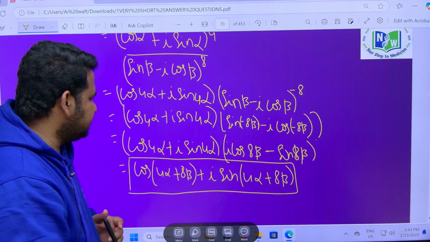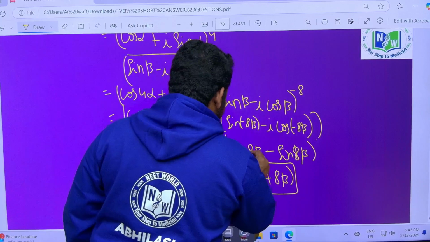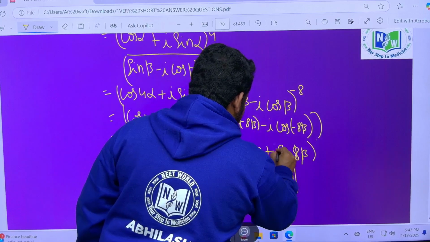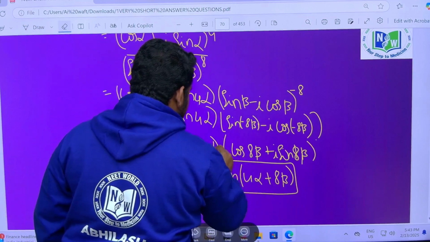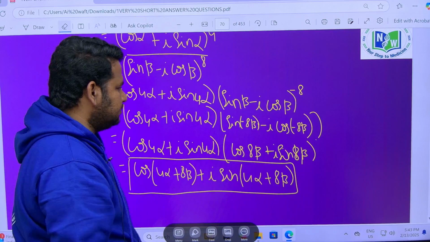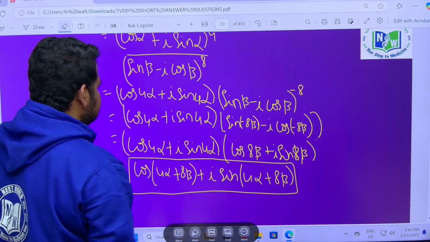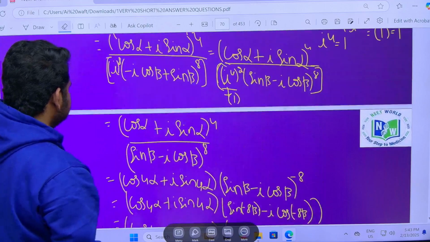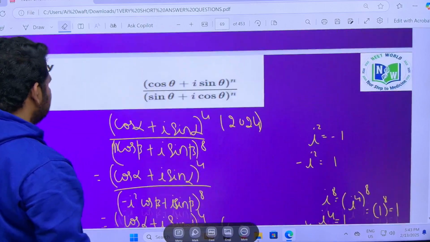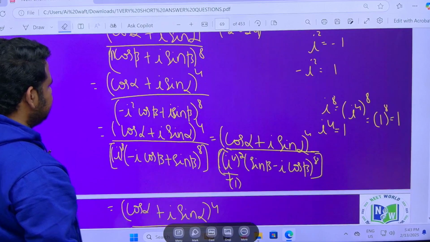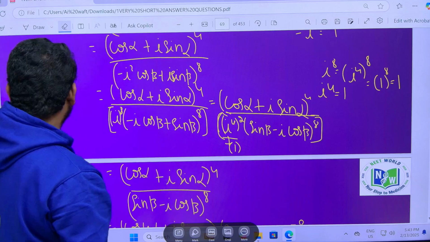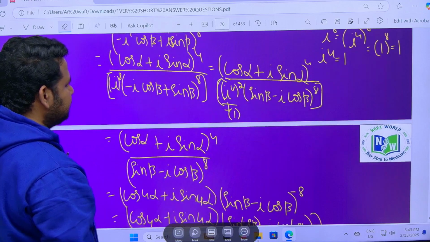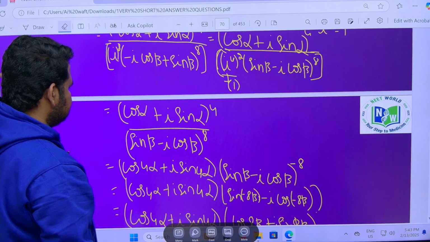Now actually here it is plus I sin, it will become plus I sin, and I will not be there, so this will become like this. So this is the solution for this first question. Although it proved to be lengthy, it is very simple. We have just applied De-Moivre's theorem to this question.